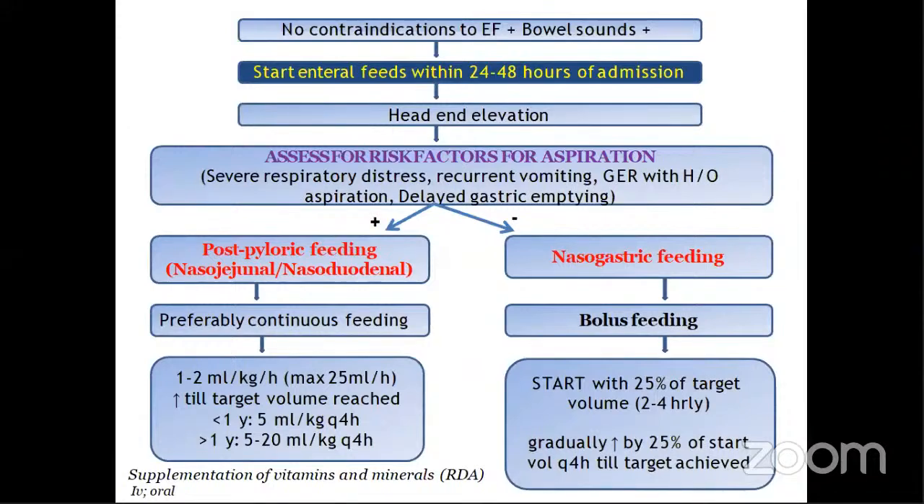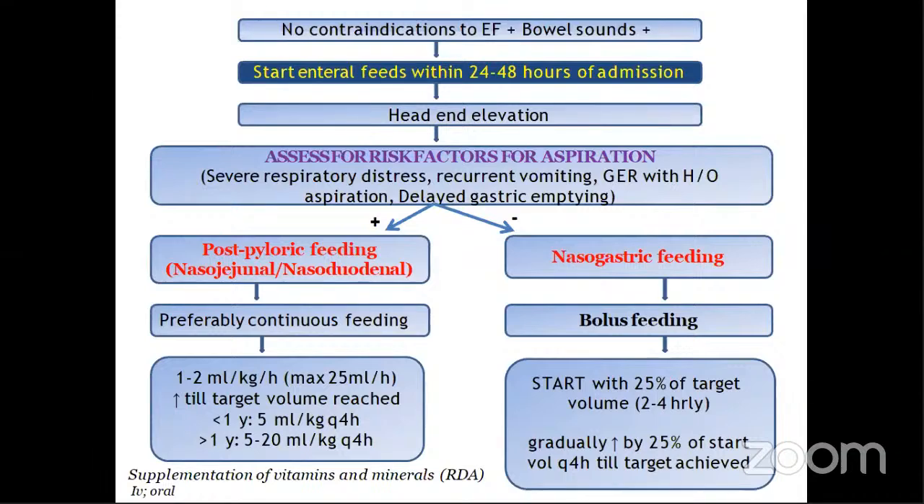Here also, if the patient goes on tolerating, we'll go on increasing the feed volume at a rate of 1 to 2 ml per kg at 2 to 8 hourly intervals till the target volume is achieved. And what is the target volume? In infants less than 1 year, it is 5 ml per kg per hour. In children more than 1 year, it is somewhere between 5 to 20 ml per kg per hour.